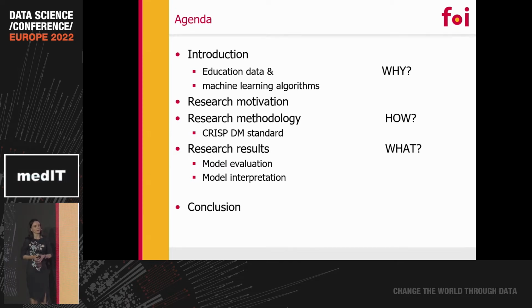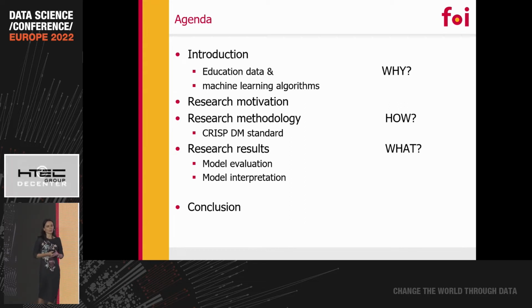Basically, it is divided into three parts. In the first part, I will try to answer the question why this research is valuable to investigate. In the second one, I will try to answer the question how did we perform the research, and here I will explain the research methodology. And in the third part, I will provide the answer to the question what are our results.